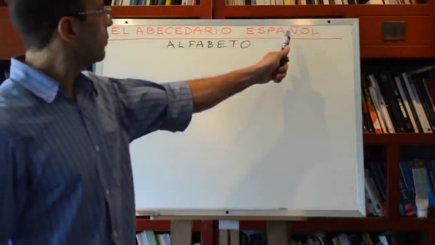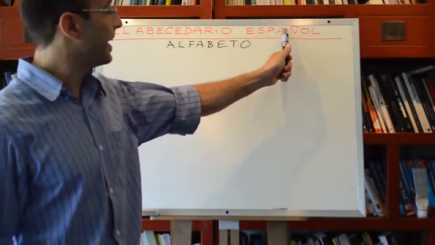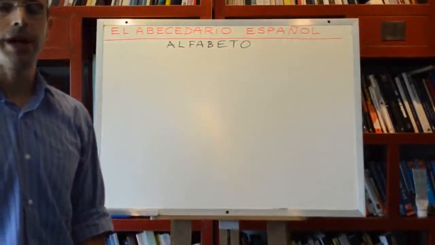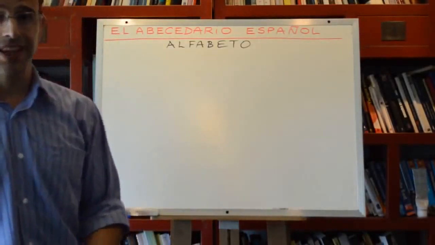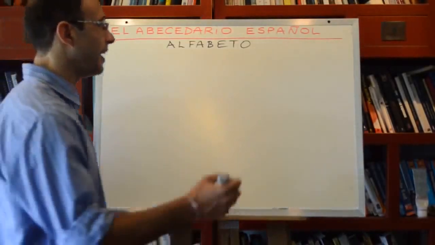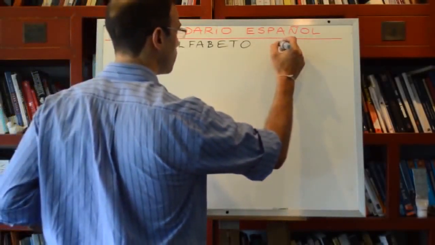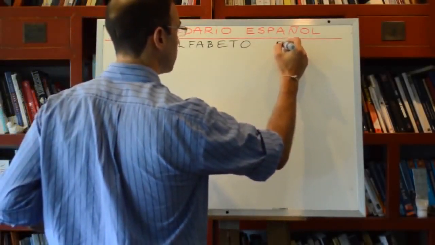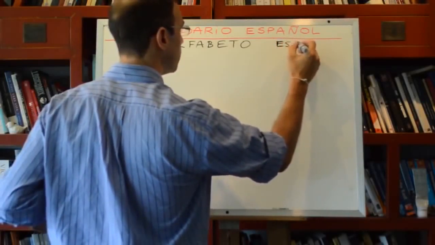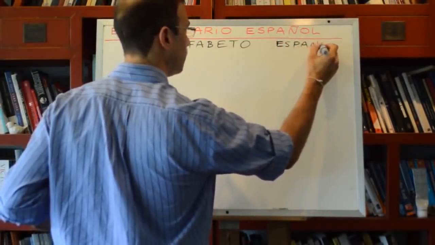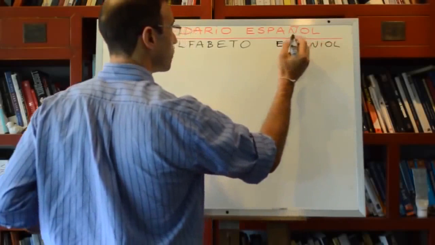I want to focus on the word español. We are using letter ñ, español. If you cannot pronounce ñ correctly, you can say español, right? Which is not exactly sounding the same, but it is very similar, okay? Español, if you cannot pronounce ñ.